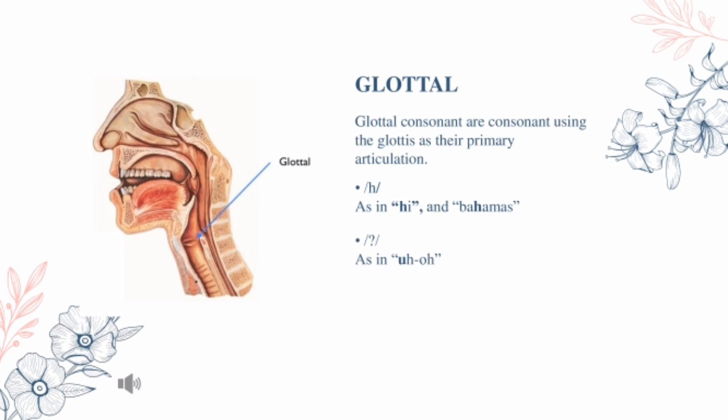Glottal. Glottal consonants are consonants using the glottis as their primary articulation. Let me give you the example. First, h. The words are high and Bahamas. And the second, the glottal stop, as in the word uh-oh.